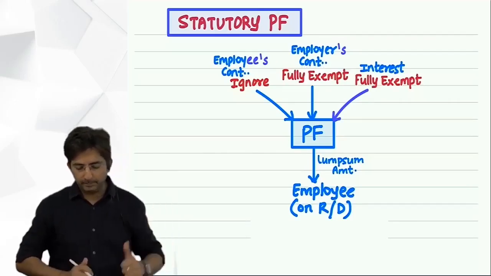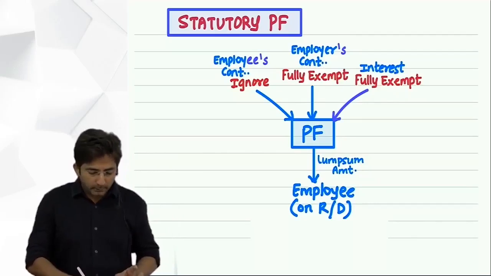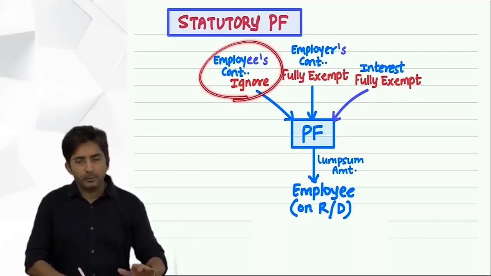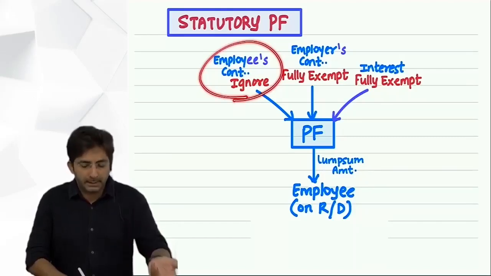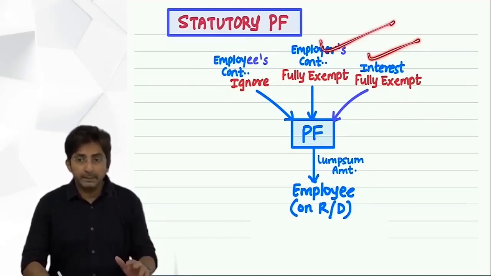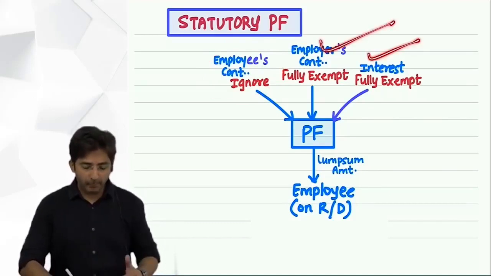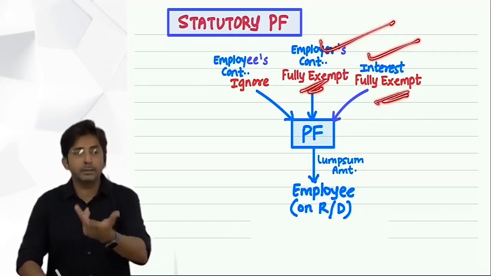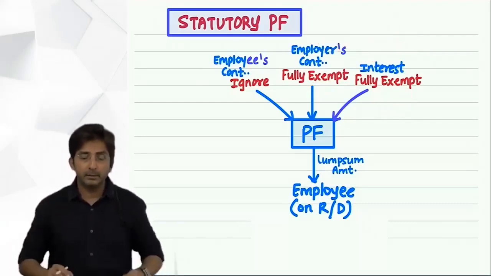So see what I have written here, it is fully exempt. In short, the employee's contribution you will not record in the statement because it is automatically included in the basic salary. It is a part of basic salary. But these two things are not part of basic salary. These are separate items. The employer separately contributes for you, and interest is also separately deposited in your account. So you have to record them separately in the statement. Okay.